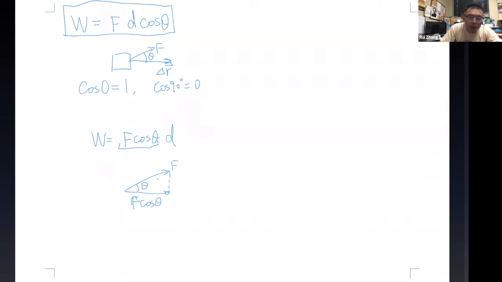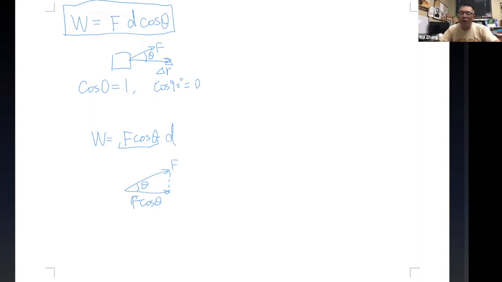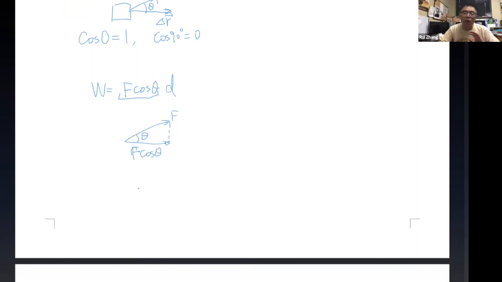The other component, which is F sine theta, going along the perpendicular direction of the motion, won't contribute at all. So only F cosine theta contributes. That's also how we would understand the meaning of work. To have a non-zero work, you have to have a component of the force going along the direction of motion. Otherwise this force is totally irrelevant.